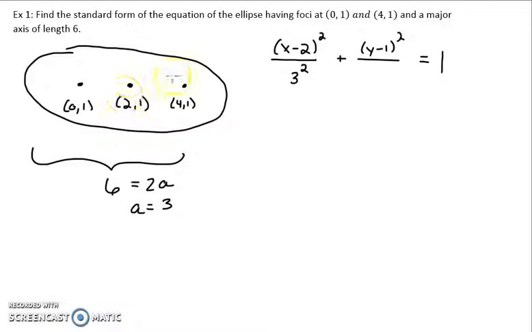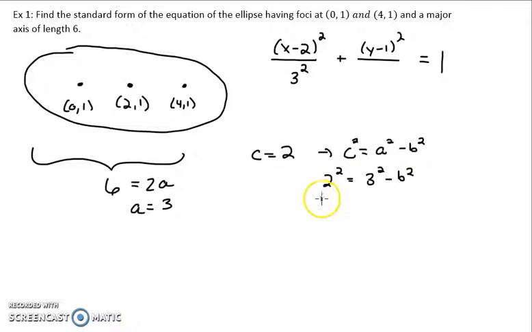Then if we look at our focus and our center, we know that this center is 2 spots away from that focus, so we know that c is equal to 2. But we also know that c squared is equal to a squared minus b squared, so 2 squared is going to be equal to 3 squared minus b squared, so 4 equals 9 minus b squared. Move the b squared over, move the 4 over, we know b squared is going to be equal to 5.